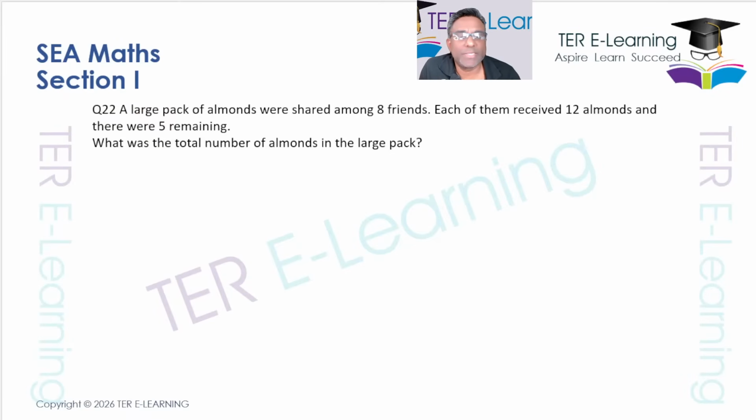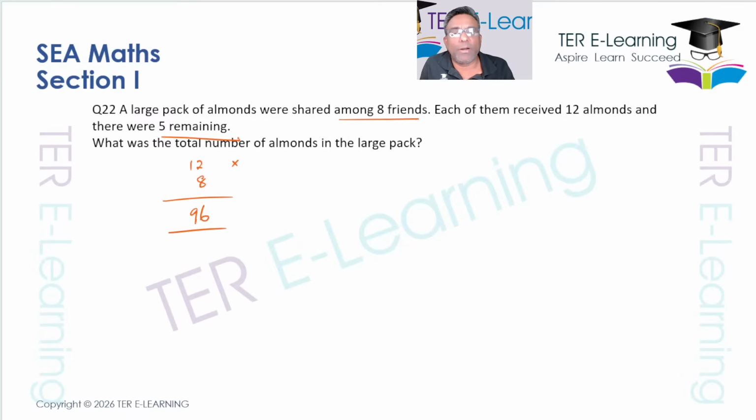Right? People saying 101. All right, 101. So the thing is, we have 8 friends, and each of them received 12 almonds. So the total number of almonds received by the 8 friends will be 12 by 8. So we need to multiply this first. 12 eights will give us 96. So that's 96 almonds that were shared among the 8 friends.